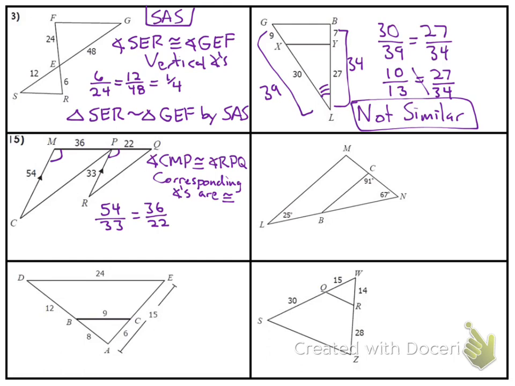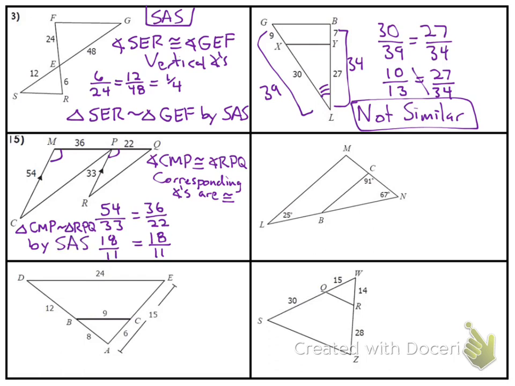Now 54 and 33, it looks like I can divide them both by 3. And if I do that, I get 18 over 11. 36 over 22, I can divide both by 2, and I get 18 over 11. So it works, they match, they are proportional. So we're going to say triangle CMP is similar to RPQ by side, angle, side.